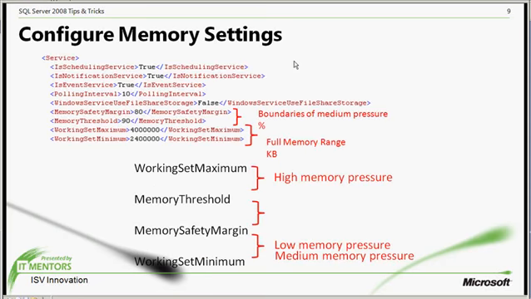So where do we actually configure all this? Well, you can see that this is in one of the reporting services config files, and we have a service section there, and this is where we can specify a number of things. The two things I wanted to point out, towards the end here, are the memory safety margin and memory threshold. Those are the boundaries of medium pressure. So anything below that is low, and anything above that is considered to be high. And then we also have the full memory range in kilobytes available as well.